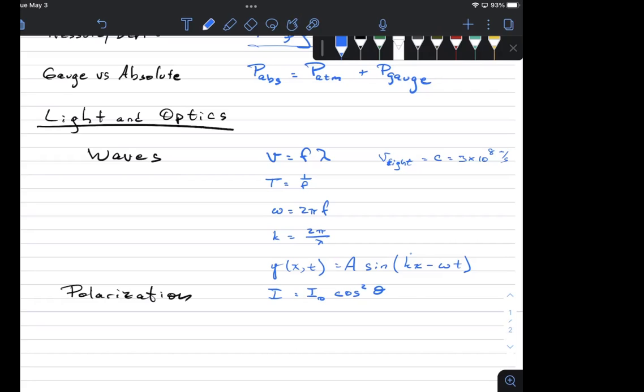And then, of course, if we have more than one filter, if we have 2 or 3 or 4 filters, one right after the other, and I'm trying to send the light through all the filters, well, for each filter, you're going to multiply another cosine squared theta.